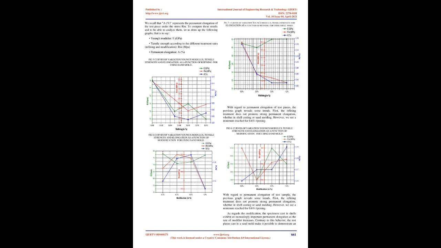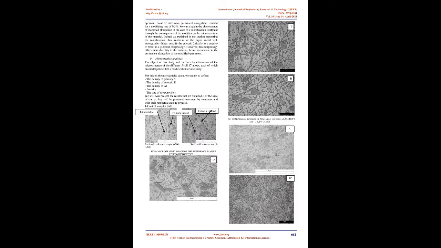We recall that a% represents the permanent elongation of the test piece under the stress Rm. To compare these results and to be able to analyze them, let us draw up the following graphs, that is to say, Young's modulus, E, GPA. Tensile strength according to the different treatment rates, refining and modification Rm, MPA. Permanent elongation, a%.